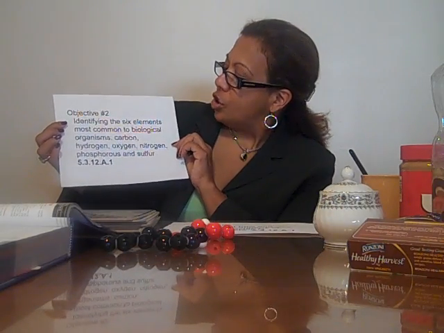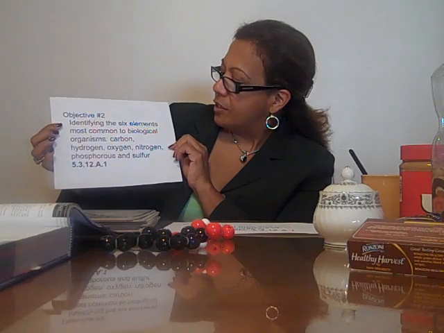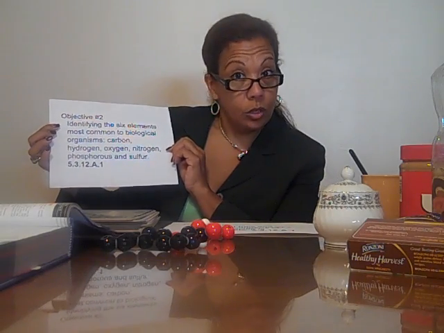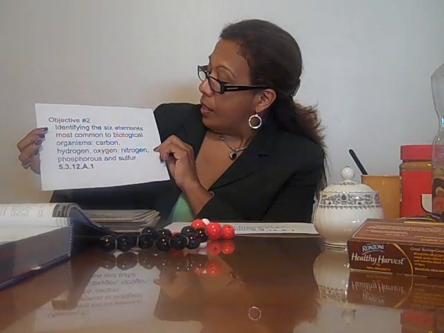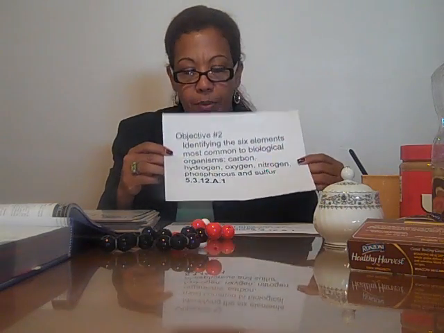We also will have a second objective which we'll achieve, which is identifying the 6 elements most common to biological organisms. These are listed, and I know you can copy them in your notes. Make sure that you're copying notes and thinking about questions that you can possibly ask when you come back to class, okay? So that's really the way this is supposed to work.